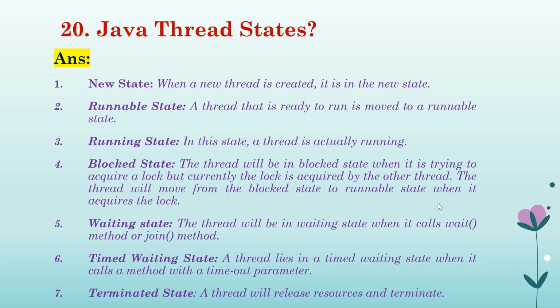Terminated state. A thread will release resources and then finally the terminated state is reached, where the resources are released. So these are a few states of the thread.